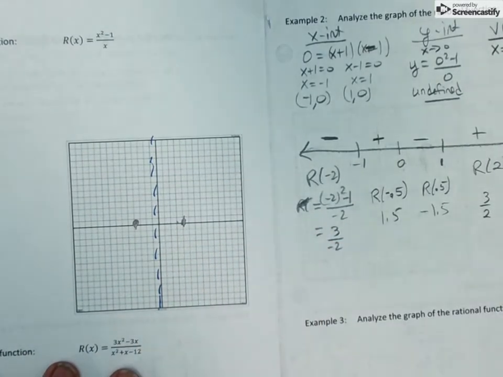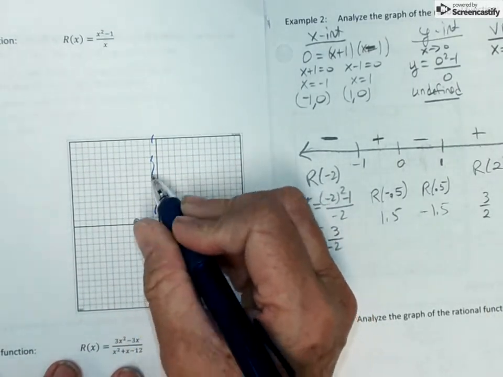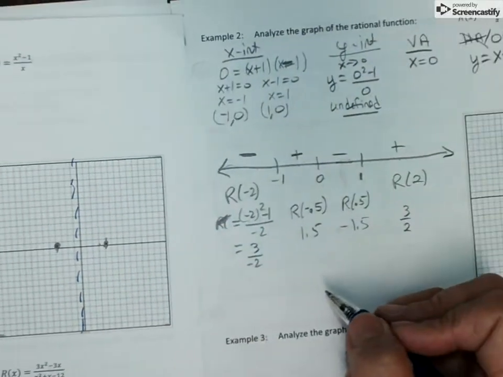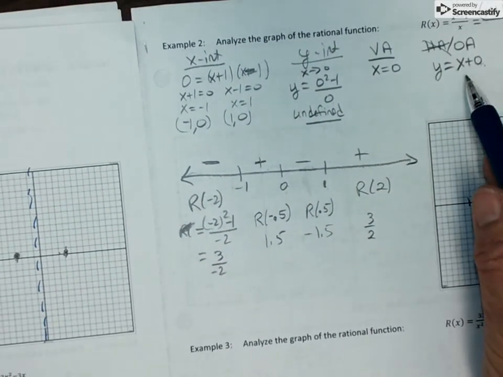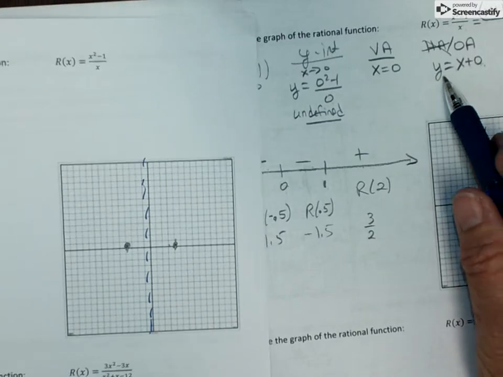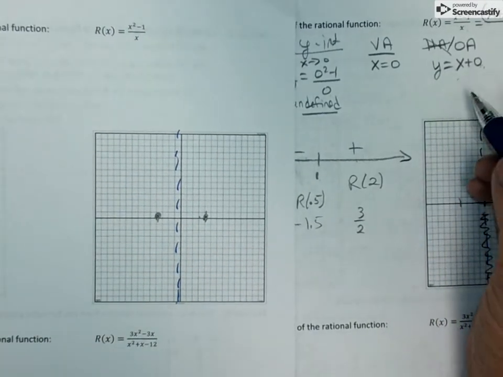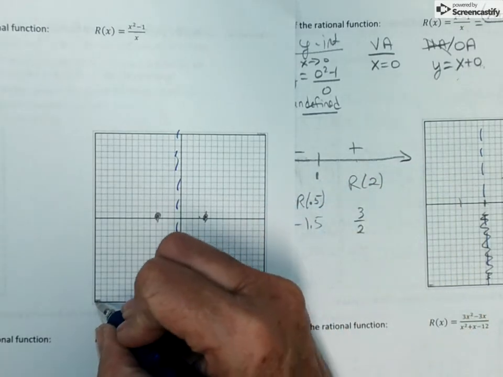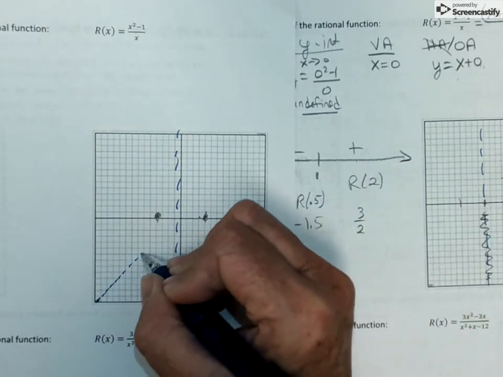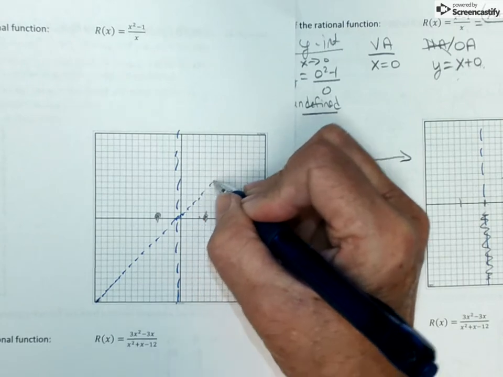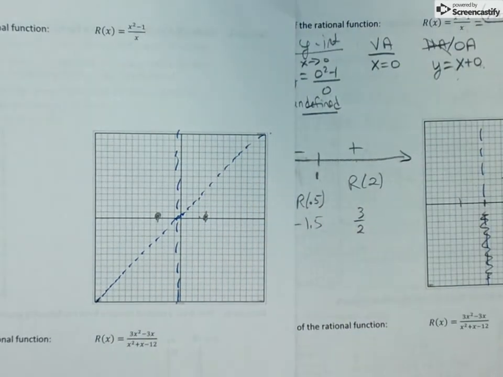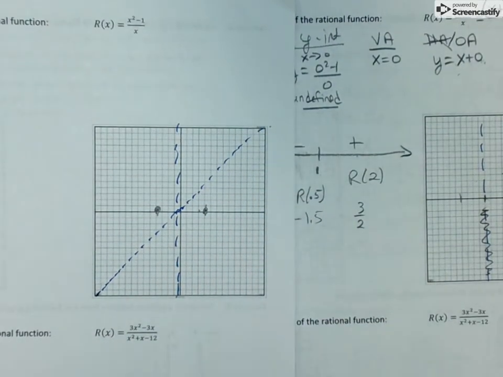And I now need to put in, I've got my x-intercepts, I've got my vertical asymptote. I need to graph my oblique asymptote, which was at y equals x. Y equals x is a diagonal line, and it's a positive slope, so it's going to come from the bottom left corner, again as a dotted line, going through 0, 0 to the top right. I'm trying to be as accurate as I can.